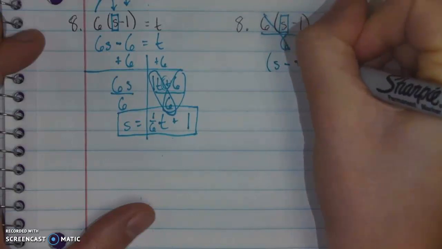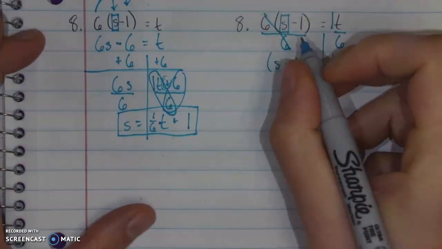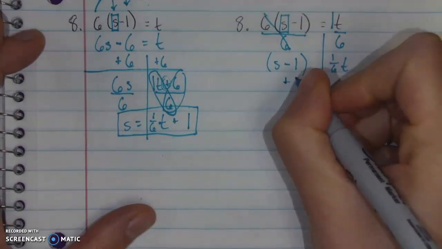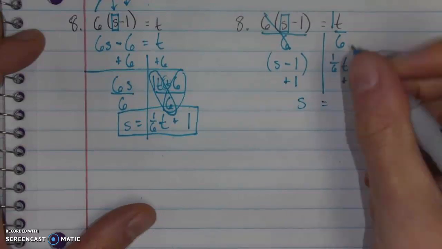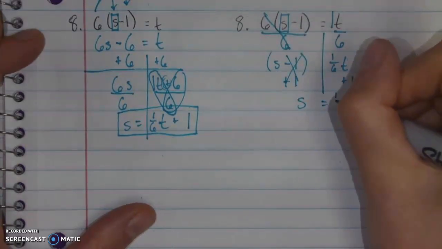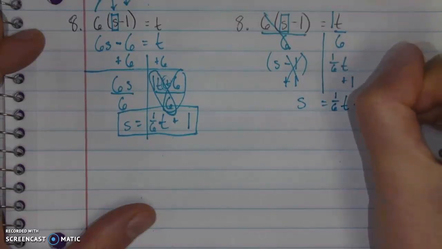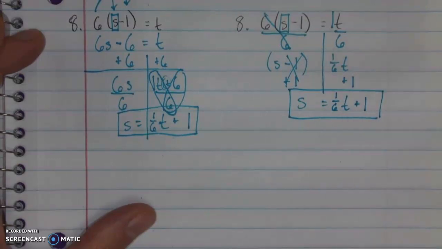And that gives me s minus 1 on the left. Here, that parenthesis doesn't really do anything, so I've gotten rid of the parentheses, and I can add 1 to both sides. This leaves me with s, because the 1's have canceled on the left, and on the right I have 1/6t plus 1. And again, we have the same answer, just in a slightly different way.